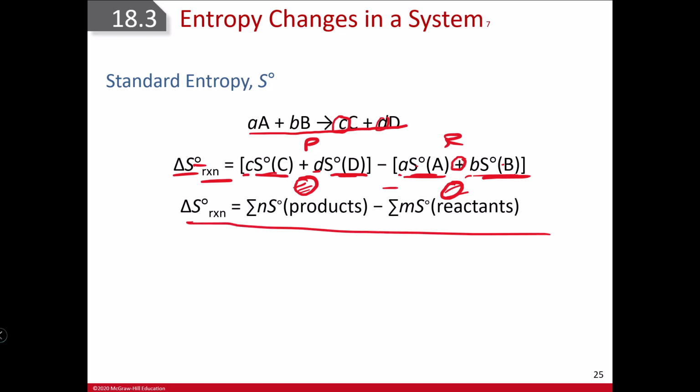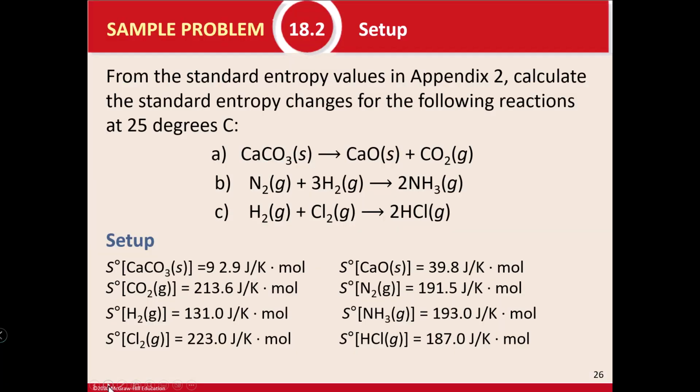And then this is just a more compact way to write this. Remember, sigma means summation, so that's what we're doing here. We're adding the products in brackets minus the reactants in brackets, and so this is just a more compact way to write the same equation. So you need to know that equation, memorize it. You're going to use that equation in your assignment and your quiz and so forth.